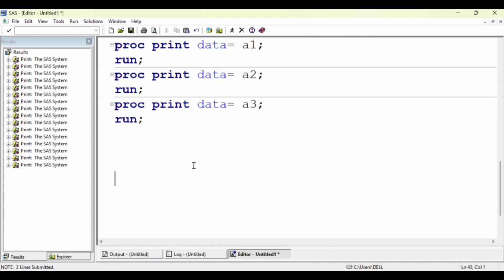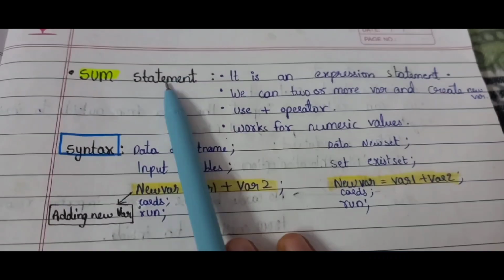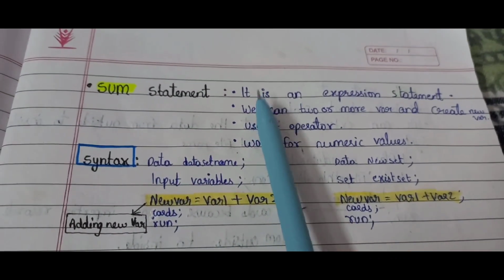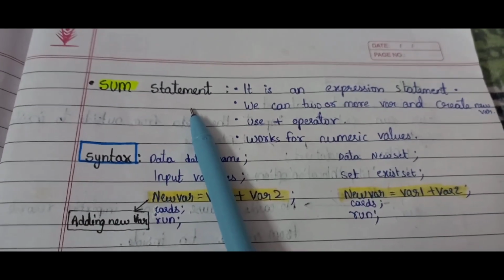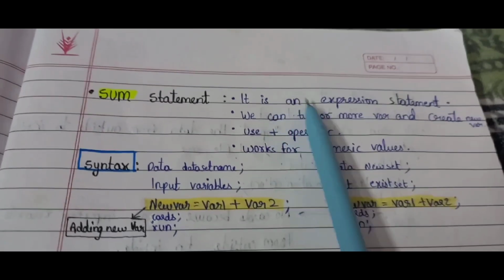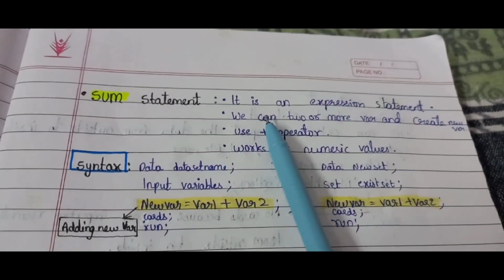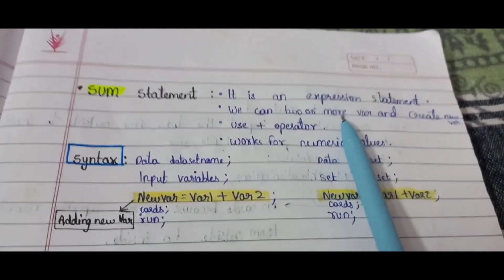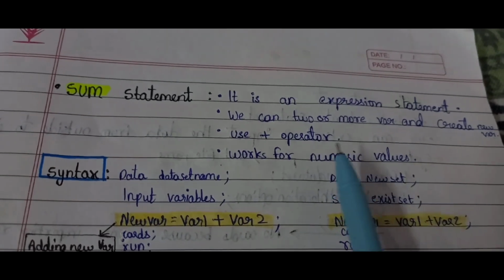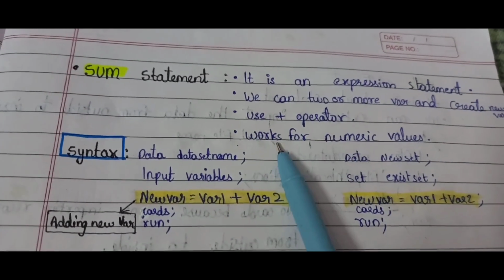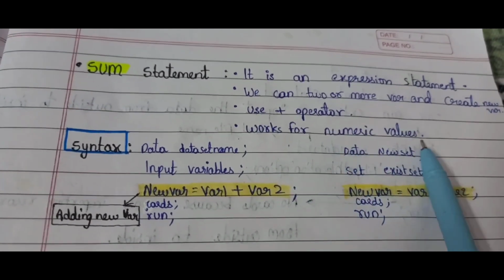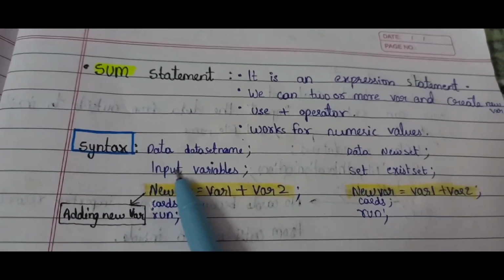This is clear. Sum statement. Sum statement is a local statement option, right? It is an expression statement. We can add two or more variables and create a new variable, so we use the plus operator. It works only for numeric values. So this is the syntax.